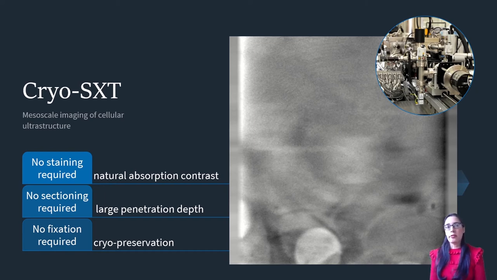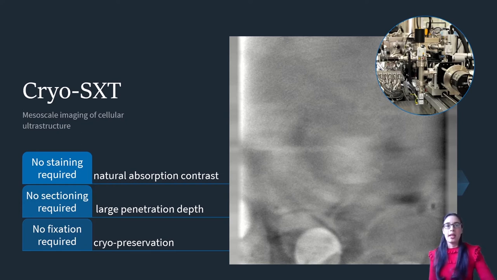Cryo soft X-ray tomography is a method of imaging the ultrastructure of cells in 3D. It fills the resolution gap between light microscopy and electron tomography, and it has the advantage that cells can be imaged whole without staining, so the sample preparation is also easier, and it preserves the cells in a near-native state without any artifacts caused by staining or sectioning.